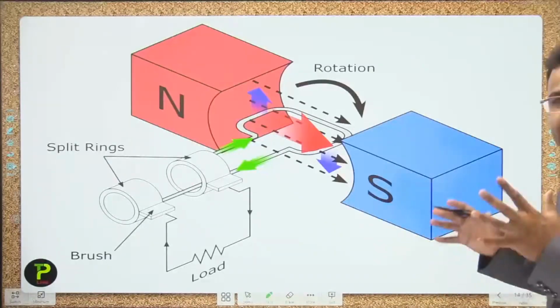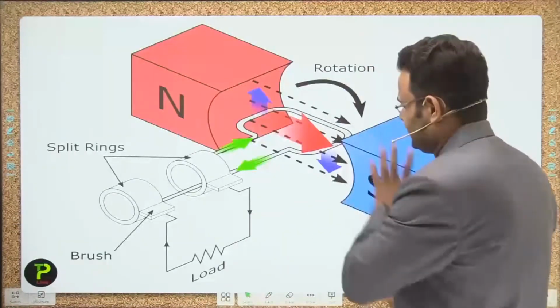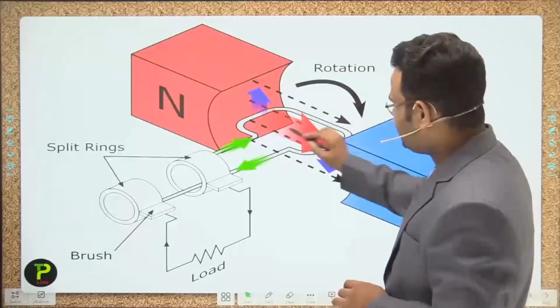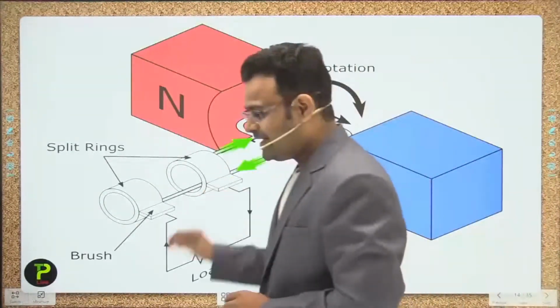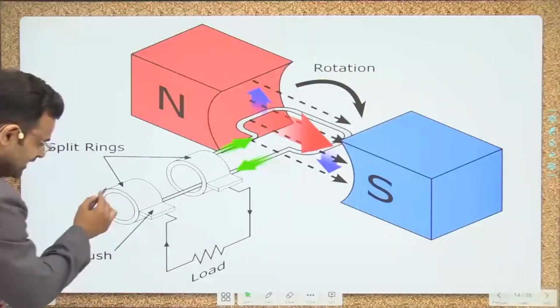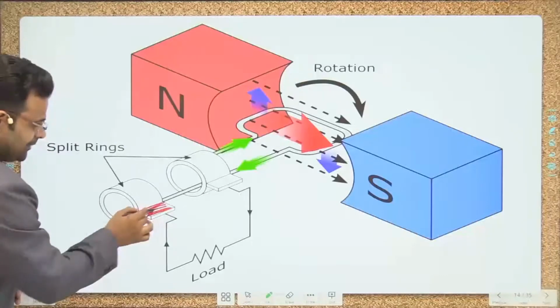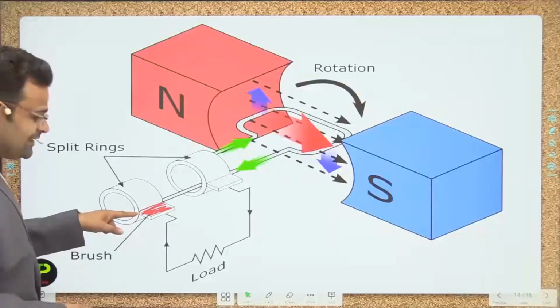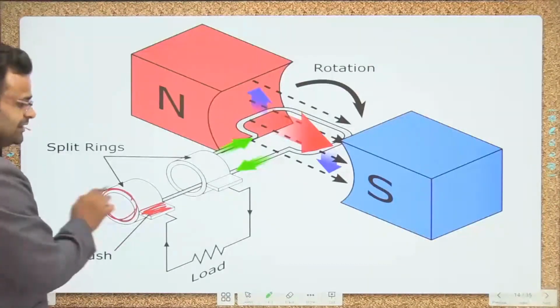Let's see the complete thing which was discussed in the previous slide. That is the armature. That is the slip rings, a cylindrical surface, and that is a carbon brush, guys. The carbon brushes do not rotate; they are always in touch with the slip rings.